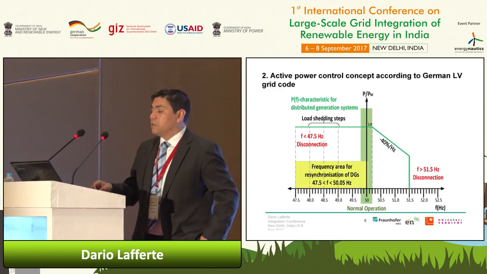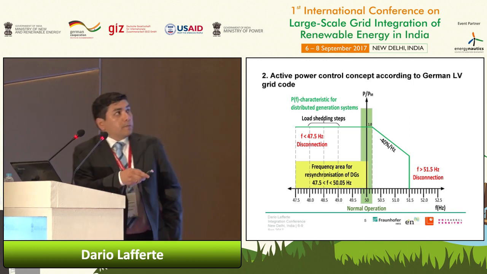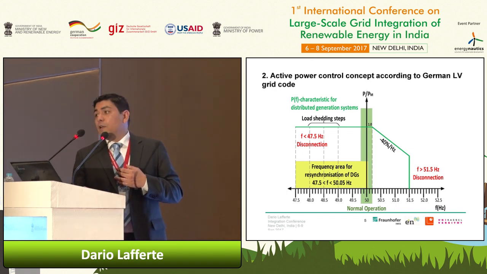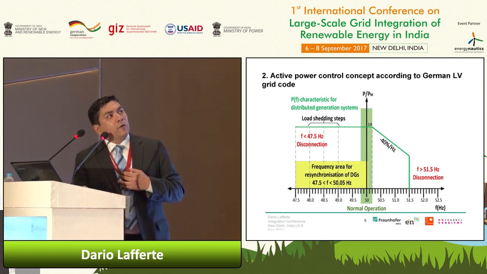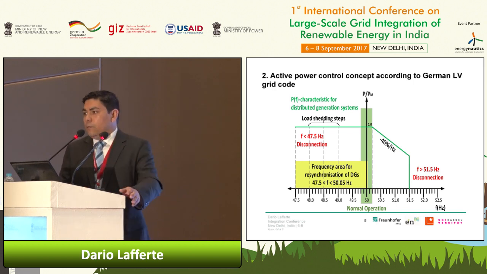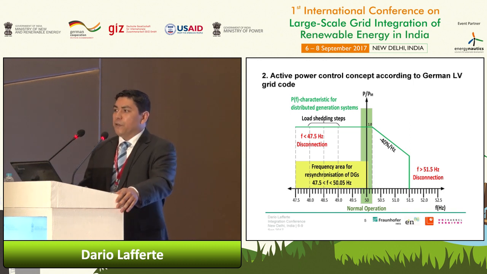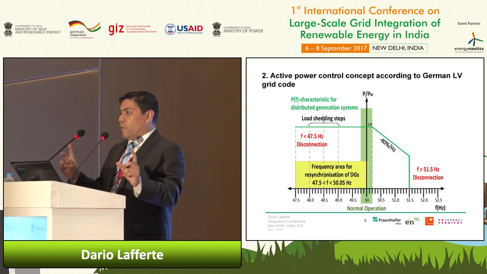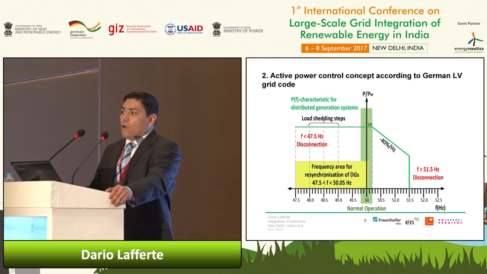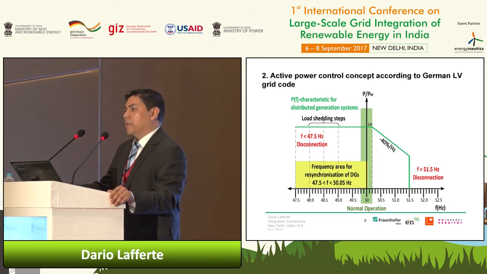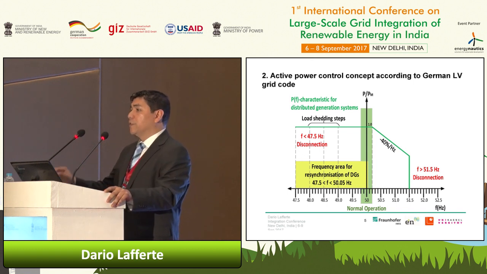We have here the active power control concept according to the German low voltage grid code. And we see here that we start with the active power reduction at 50.2, with an active power reduction of 40% per hertz until 51.5. The problem is we still have 48% of the active power injection, and that means the disconnection of PV systems could compromise the success of the restoration process, and also carries the risk of a complete power instability situation. And we are not using here the active power reduction capability of distributed generators.